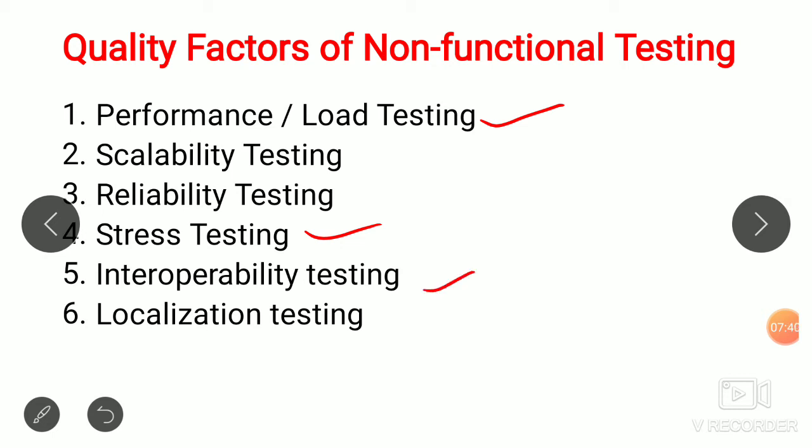Now we will see interoperability testing, that is the fifth one. This testing is done to ensure that two or more products can exchange information, use the information, and work closely. This is called interoperability testing. For example, you can take Notepad and MS Word.